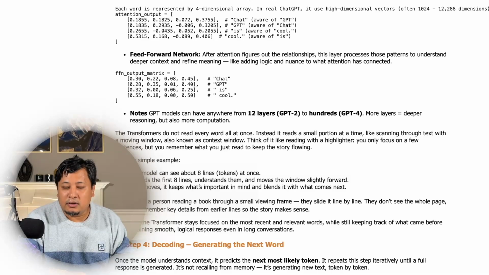To understand further, we can imagine a person reading a book through a small viewing frame. They slide it line by line. They don't see the whole page, but they remember the key details from earlier lines so that the story makes sense. This way, the transformers stay focused on the most relevant and recent words while still keeping track of what came before, maintaining smooth and logical responses even in a long conversation.